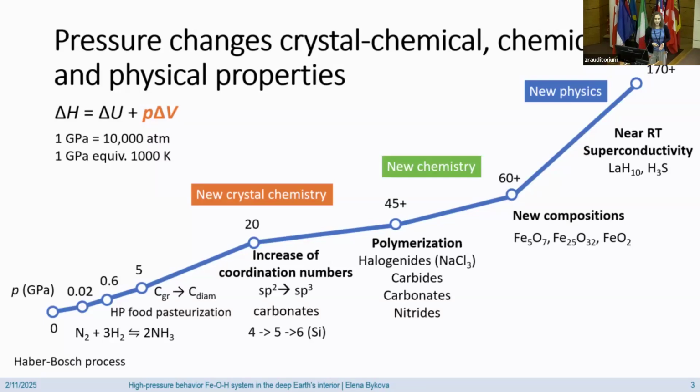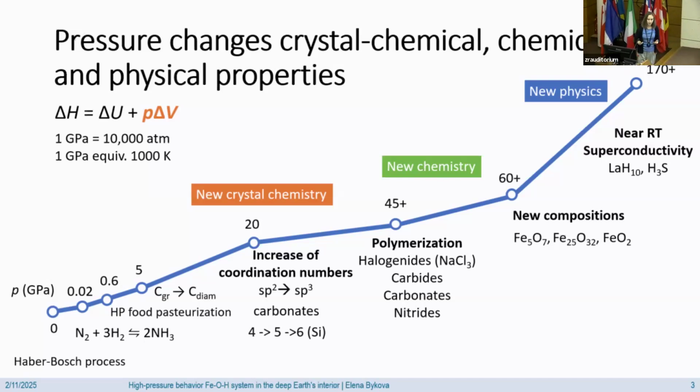In principle, for human civilization, applying pressure in chemical synthesis is not something new. The very famous Haber-Bosch process, the reaction between nitrogen and hydrogen forming ammonia, was a source for the synthesis of fertilizers, a huge step for the industrial revolution. And that happened at very small pressures on our scale, just 200 atmospheres. At a little bit higher pressures, you can already achieve high pressure food pasteurization without applying any chemicals.